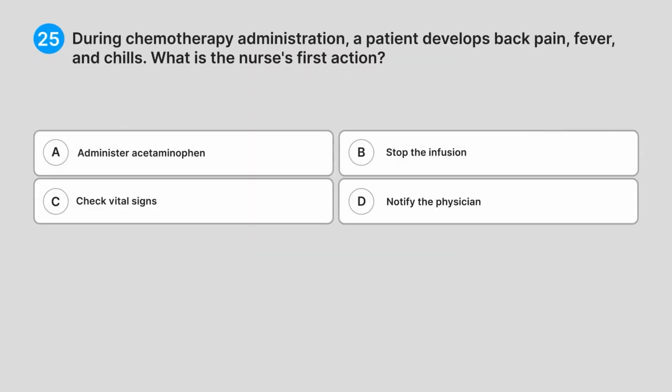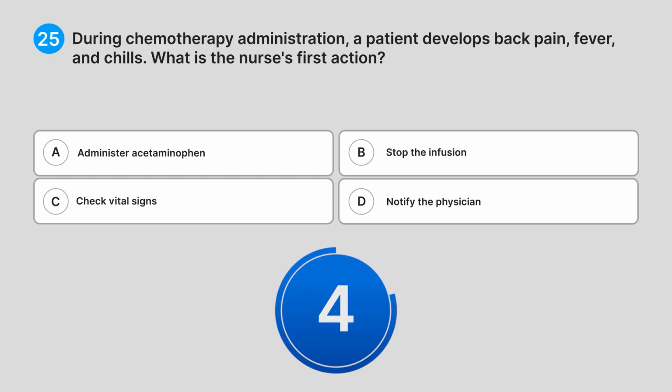25. During chemotherapy administration, a patient develops back pain, fever, and chills. What is the nurse's first action? A. Administer acetaminophen. B. Stop the infusion. C. Check vital signs. D. Notify the physician.